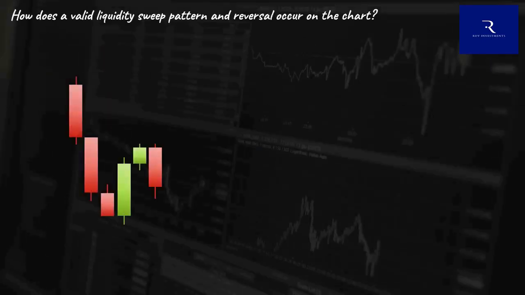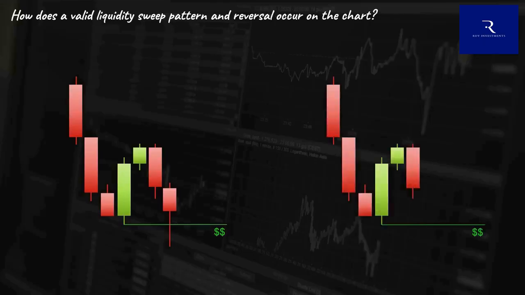Imagine that below the lowest point of this wick is where the liquidity exists. So, in a valid liquidity sweep pattern, we want to witness a wick breakthrough at this level and immediately close above the range. Or we can have one candlestick close below this line, and then the next candle should immediately close back inside the range.